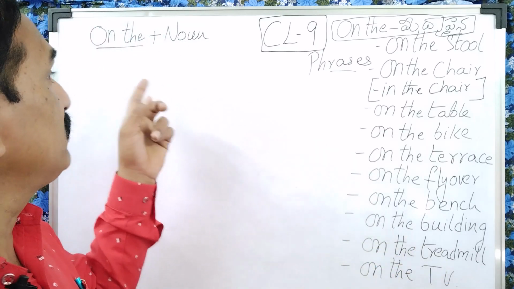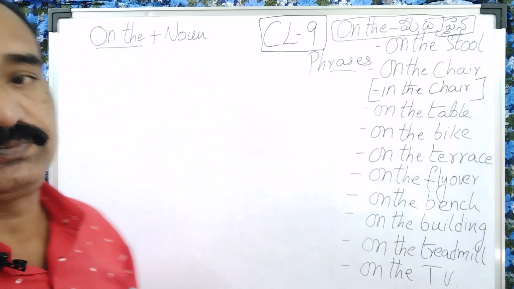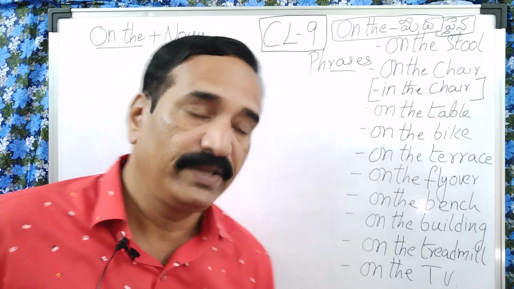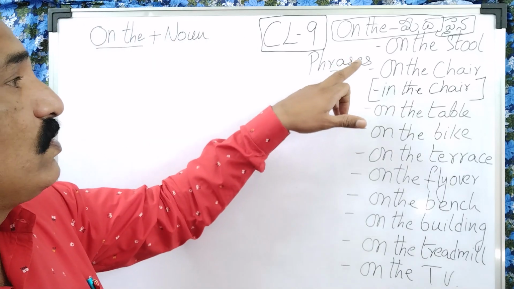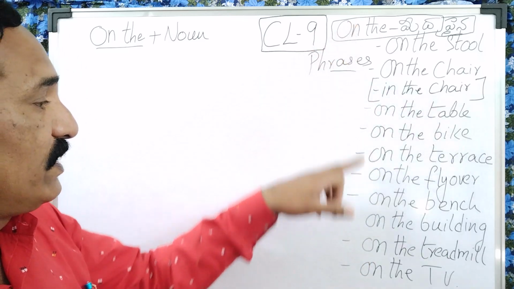Now here we'll try to understand: on the is always followed by a noun. On the is always followed by a noun. Now let us see what are the phrases we come across here.